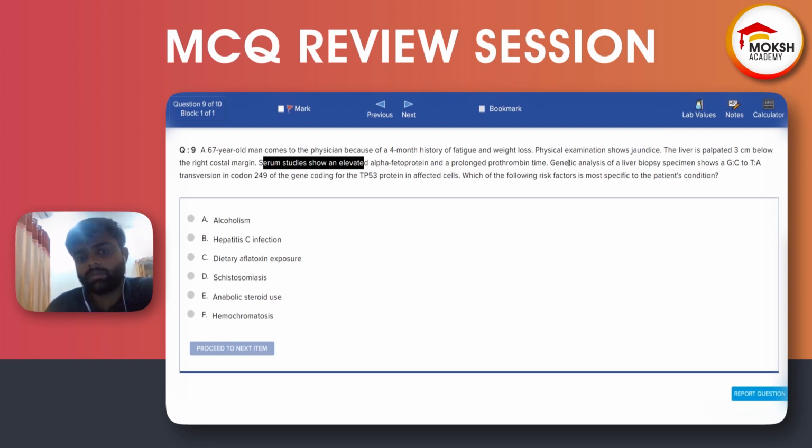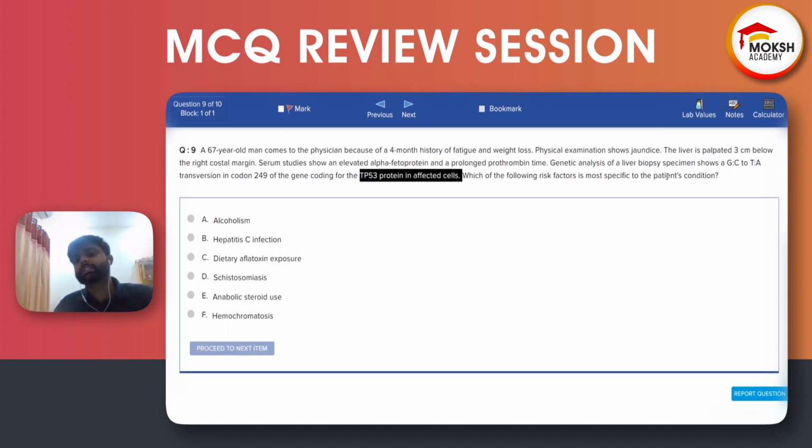prolonged prothrombin time. Genetic analysis of liver biopsy shows GC2TA transversion of codon 249 of gene coding TP53 protein in affected cells. Which of the following risk factor is most specific for this patient's condition?